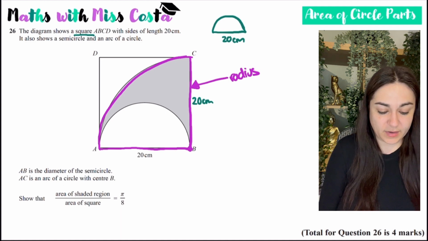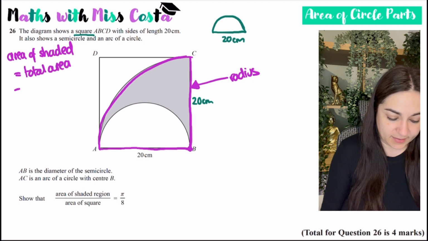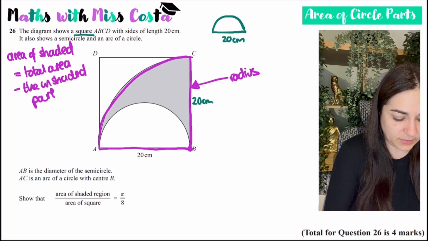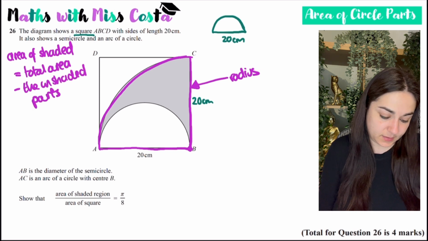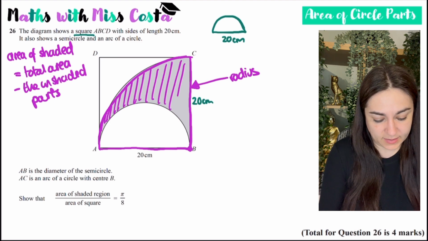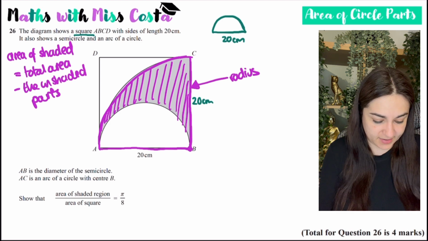So first of all, how do I work out area of a shaded region? What I do is I do the total area, take away the unshaded parts. So what I'm going to have to do to work out the area of the shaded region, which is this part here, is work out the area of the square, take away the area of the semicircle.